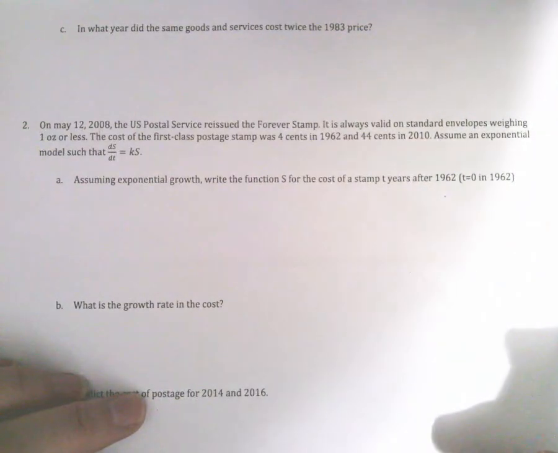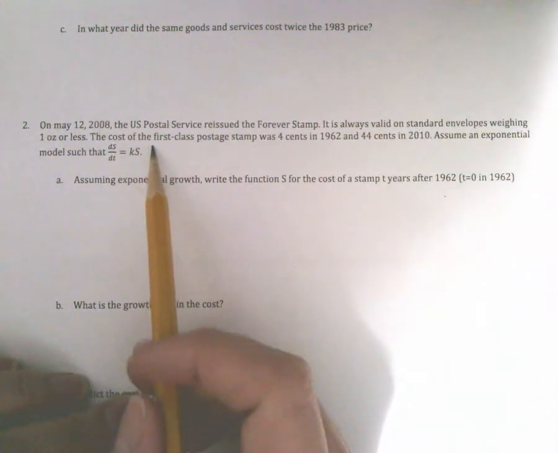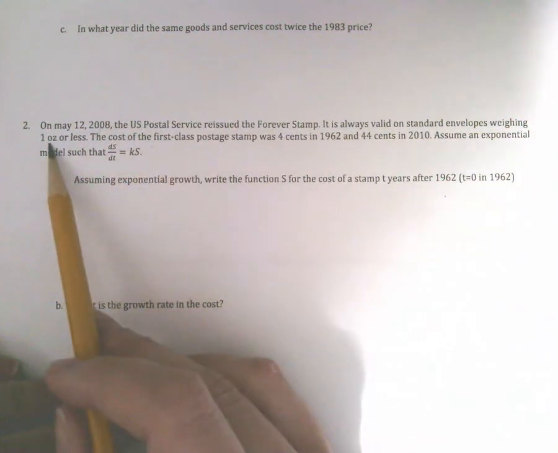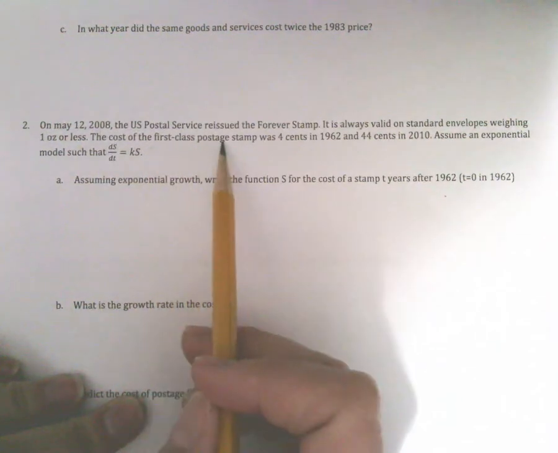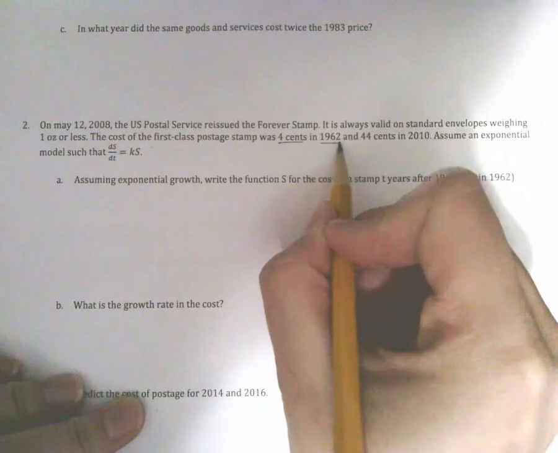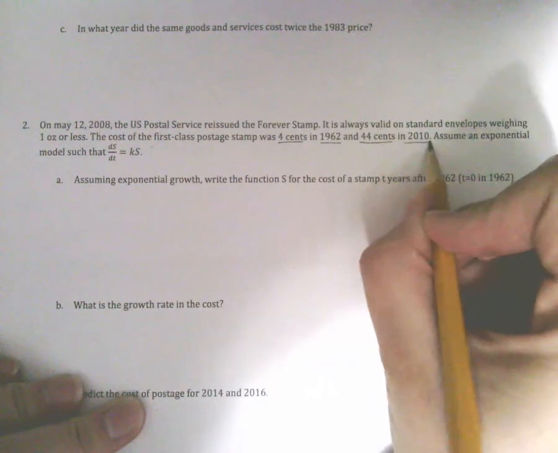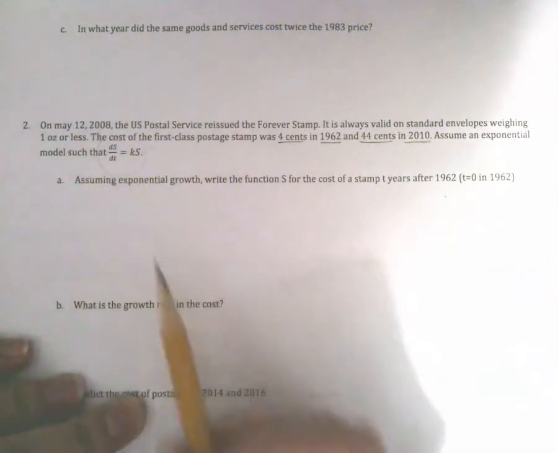Okay, so for number 2, on May 12th, 2008, the U.S. Postal Service reissued the Forever stamp. It is always valid on standard envelopes weighing 1 ounce or less. The cost of the first class postage stamp was 4 cents in 1962, and then it was 44 cents in 2010. So it gives us some variables to use over here.